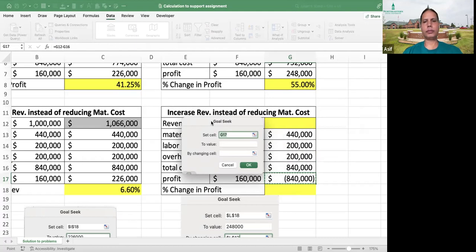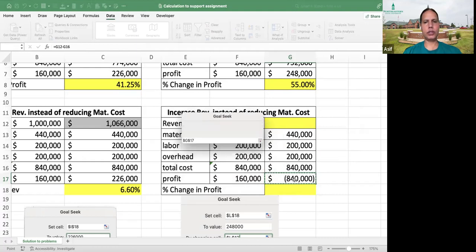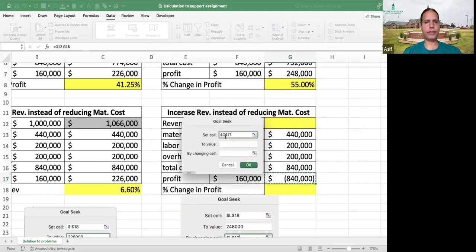All right. So set cell means the cell that's containing our formula for profit, which means this one. So it becomes G17. To value: we want to convert this to 248,000. That's the profitability that we want, but not by material cost reduction, rather through a different route. So we want to make it 248,000.